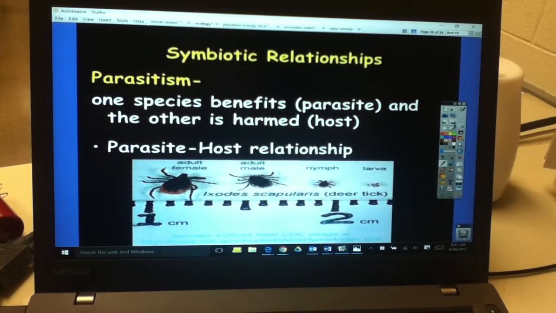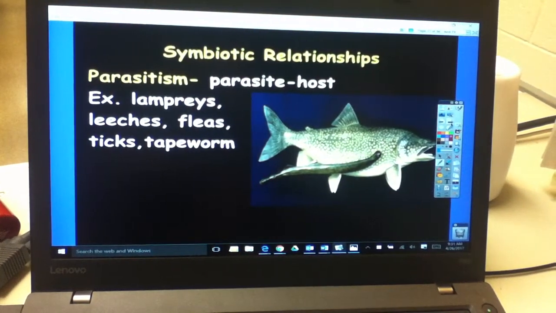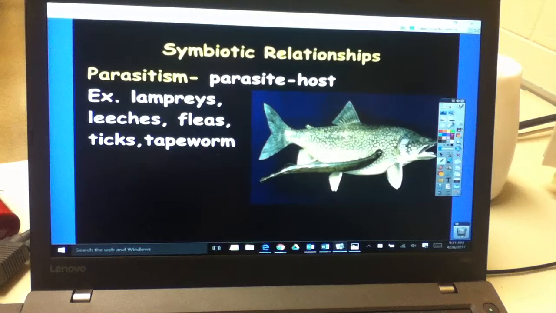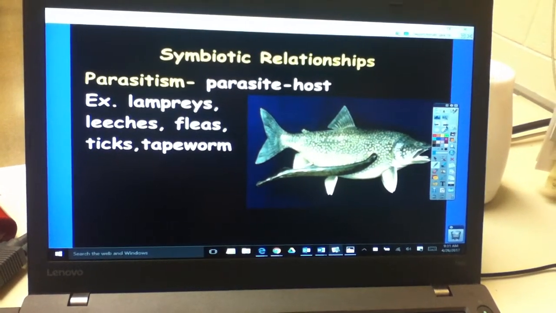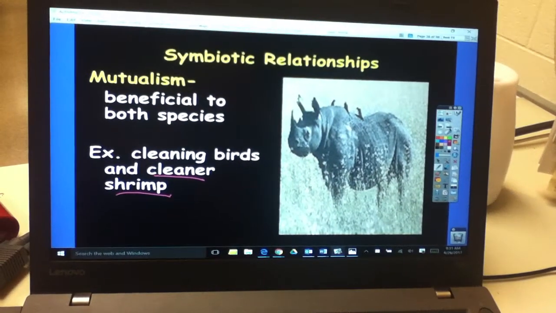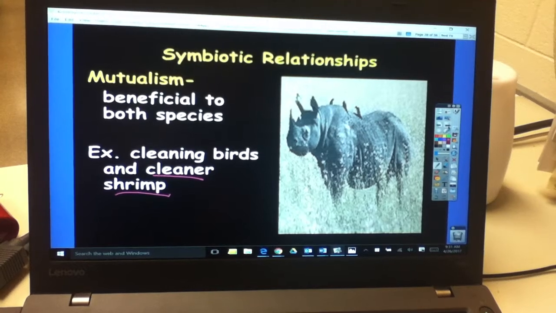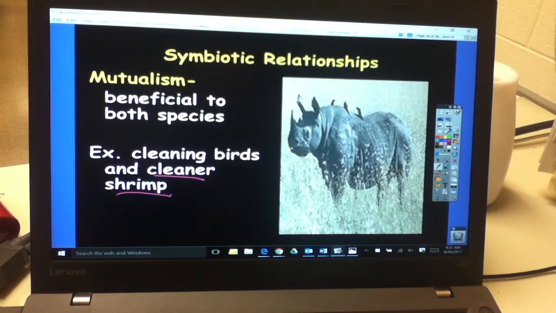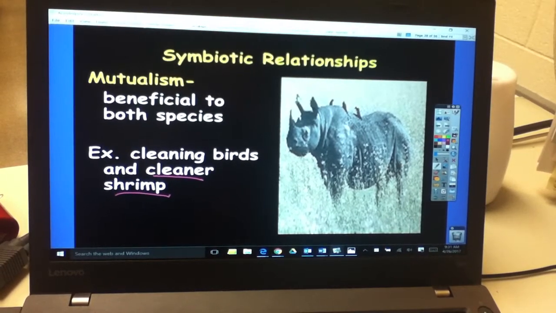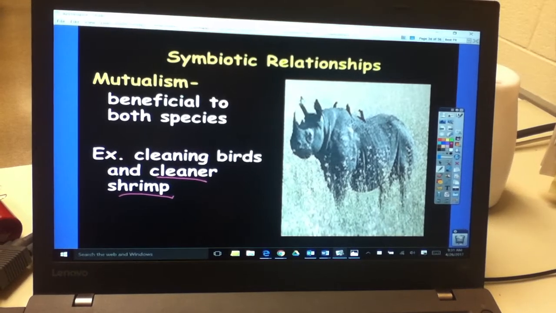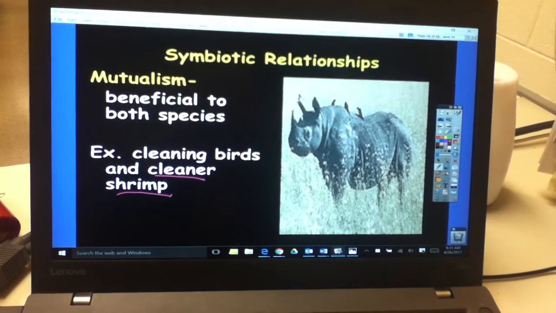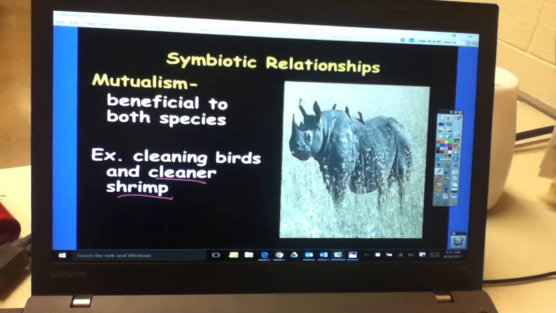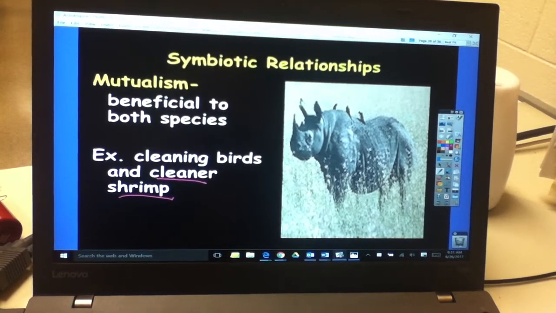Parasitism is when one species benefits and the other is harmed. Those are things like ticks, tapeworms, lamprey eels, fleas. They're all harming another organism. And then mutualism is beneficial for both species, like the cleaning birds and the cleaning shrimp. The birds that live on the back of the rhino and eat the insects, he benefits because the insects aren't flying around, and they benefit because the odor of the rhino attracts the insects.